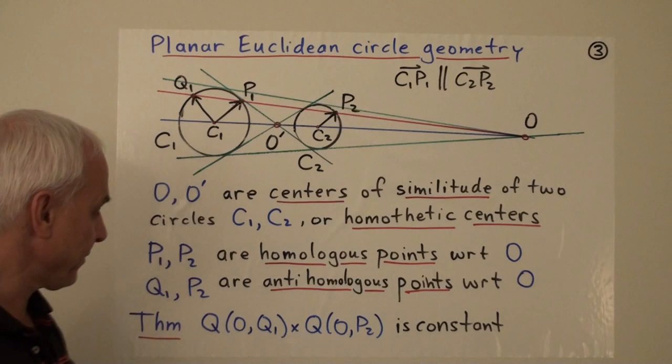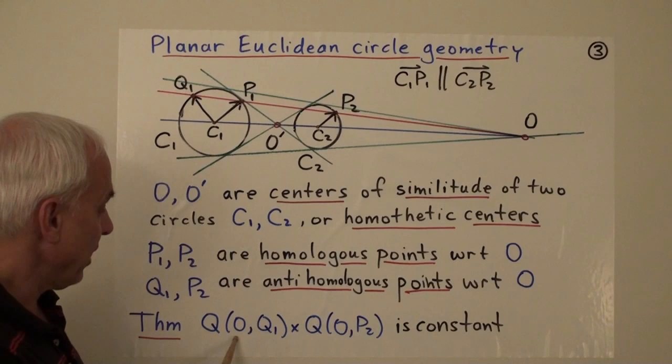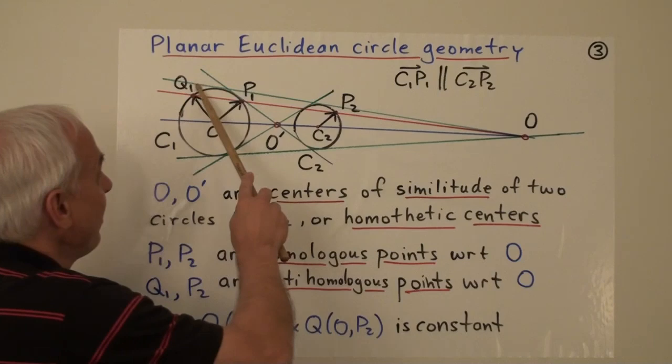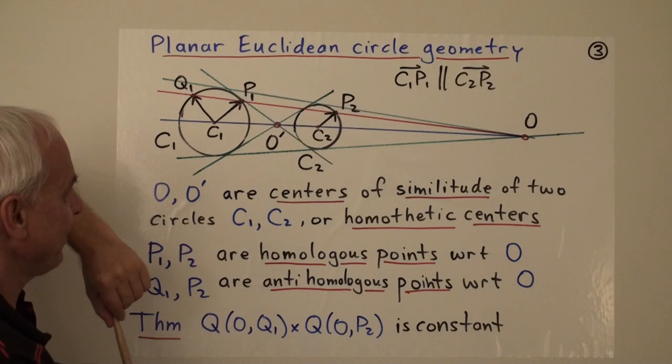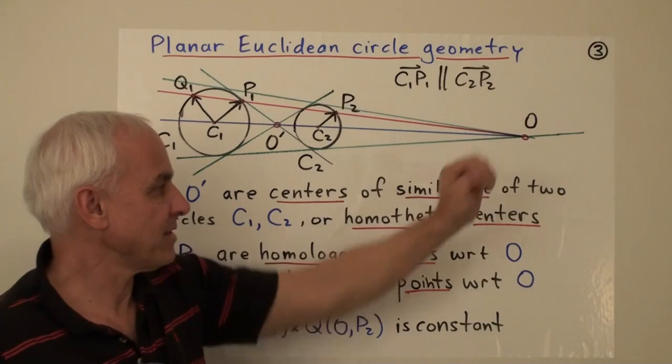And so here's a very interesting theorem that the quadrance, and I'm talking about Euclidean quadrance now, between O and Q1 and O and P2 is constant, independent of the position of the red line. It's a lovely property of these two circles and this center of similitude.